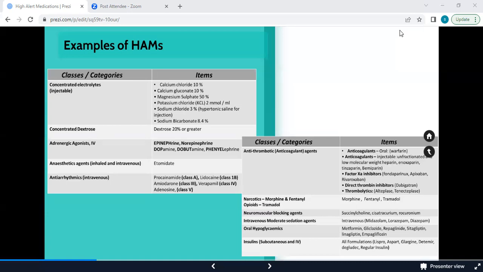We have the heparins, the two types of heparin, unfractionated heparin and low molecular weight heparin. And then we have the newer direct oral anticoagulant agents, such as factor Xa inhibitors, which include apixaban, rivaroxaban, and fondaparinux, and then direct thrombin inhibitors such as dabigatran, and thrombolytic agents, alteplase and tenecteplase.